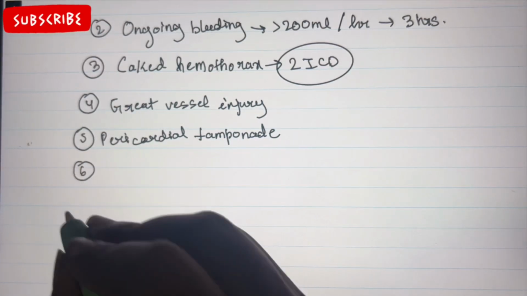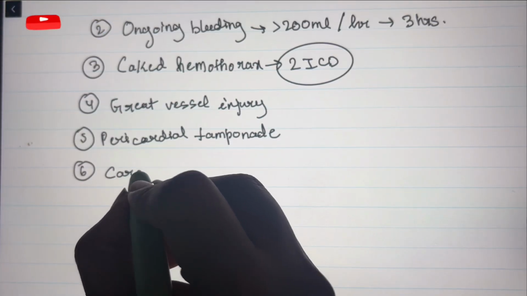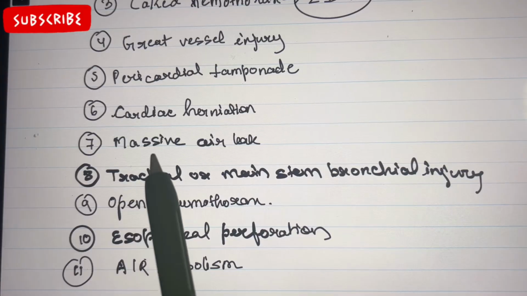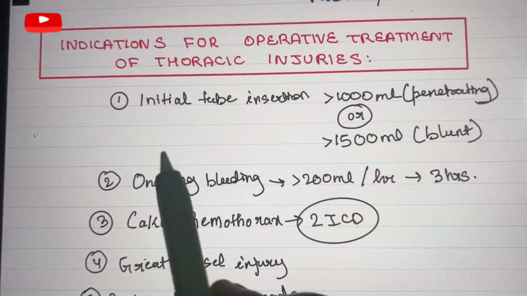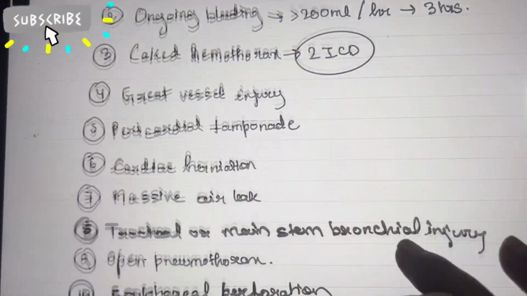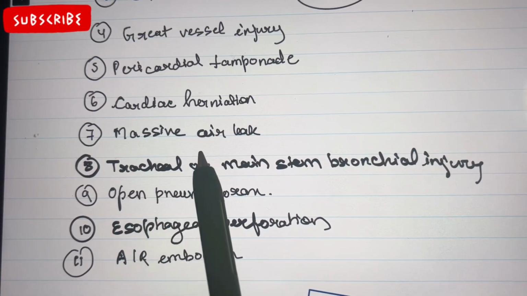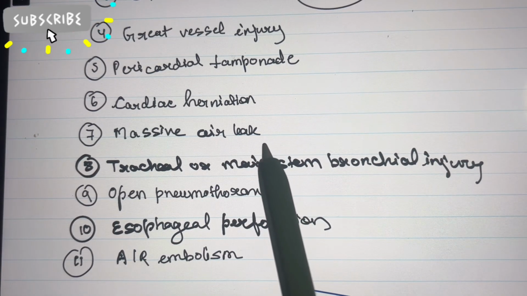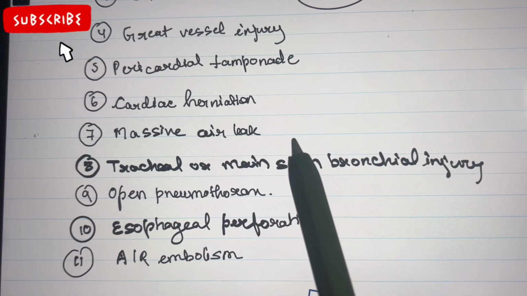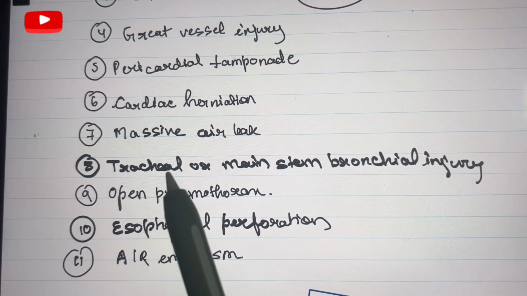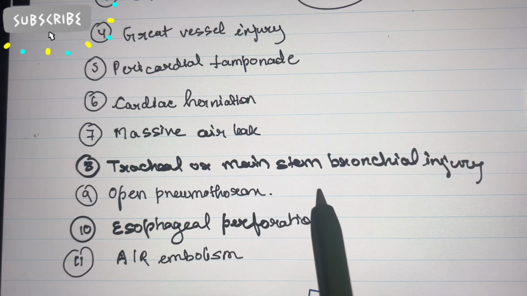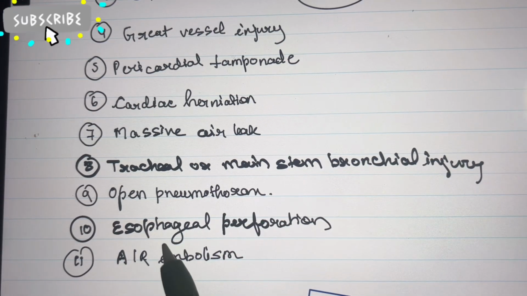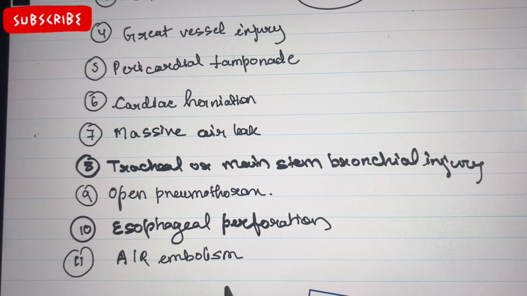Now number 6, in cardiac herniation. So the 6th point is cardiac herniation for the indication of the operative treatment of the thoracic injury. Number 7th is massive air leak from injury to the lung parenchyma or trachea or main bronchus, left or right. And then number 8 is the tracheal or main stem bronchial injury. Number 9 is open pneumothorax. Number 10 is esophageal perforation, and number 11 is air embolism.